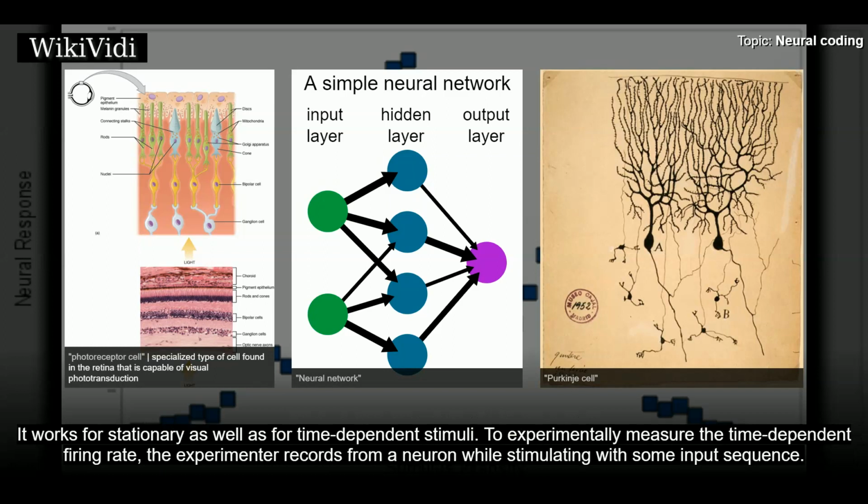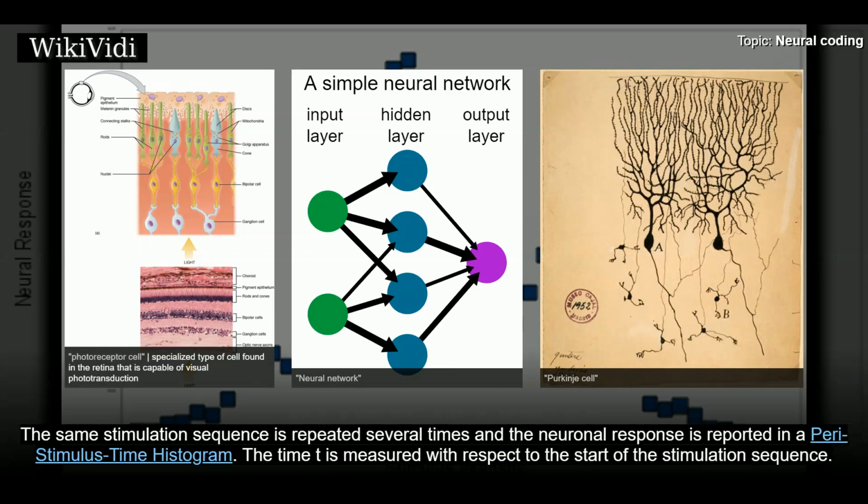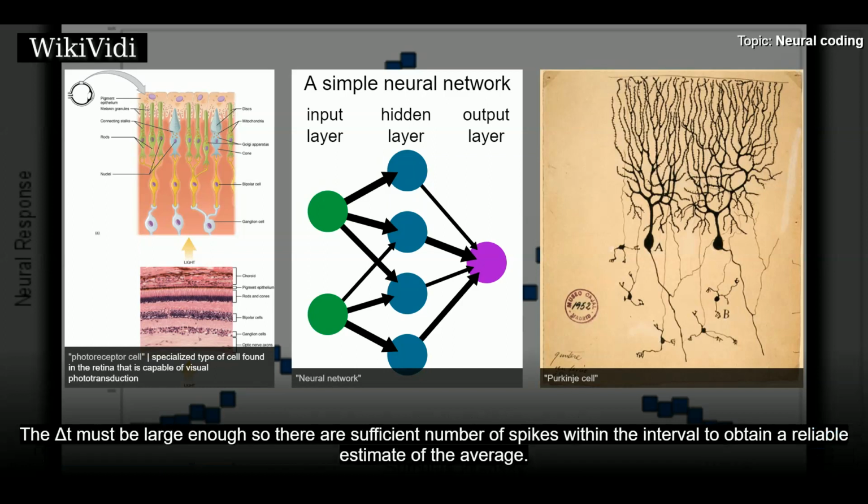To experimentally measure the time-dependent firing rate, the experimenter records from a neuron while stimulating with some input sequence. The same stimulation sequence is repeated several times and the neuronal response is reported in a peri-stimulus time histogram. The time t is measured with respect to the start of the stimulation sequence. The Δt must be large enough so there are sufficient number of spikes within the interval to obtain a reliable estimate of the average.